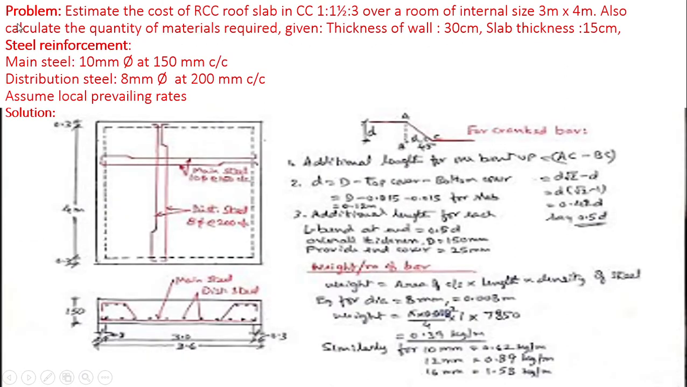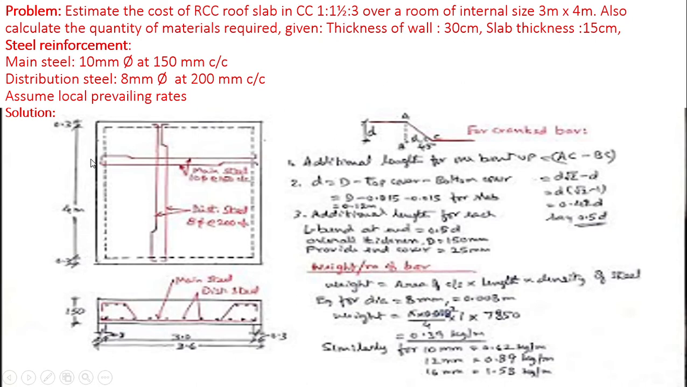Let us take up the problem. Let me read the problem statement. Estimate the cost of RCC roof slab in CC 1:1.5:3 over a room of internal size 3 meter into 4 meter. Also calculate the quantity of material required. Given thickness of wall is equal to 30 centimeters, slab thickness is equal to 15 centimeter, steel reinforcement, main steel 10 mm diameter at 150 mm center to center, distribution steel 8 mm diameter at 200 mm center to center. Assume local prevailing rates. Solution part.